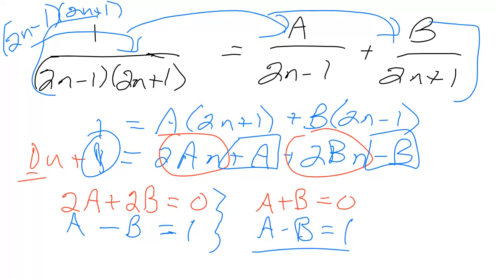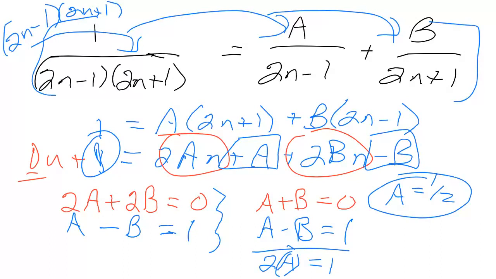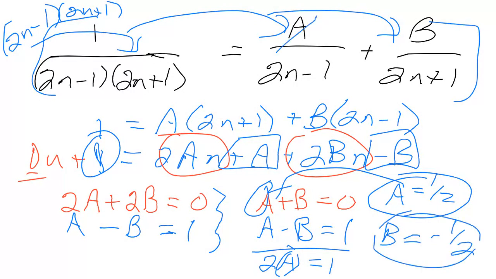We could always use substitution, solving for one variable in terms of the other and substituting it into the other equation. But we could also add the equations. If I do that, I get 2a equals 1, which says a equals 1/2. Then if I substitute that into the first one, 1/2 plus b equals 0, so b is going to equal negative 1/2. So instead of a, I have 1/2, and instead of b, I have minus 1/2.